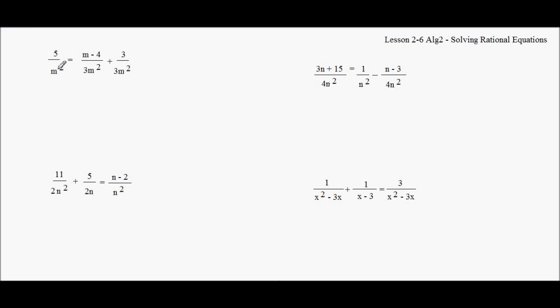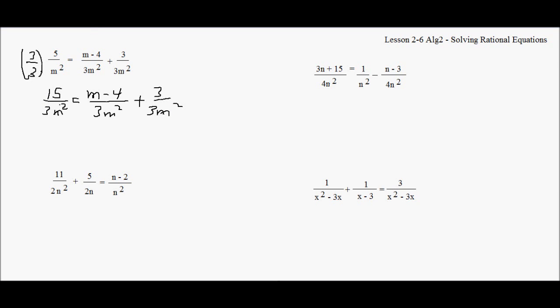So I got to find a number. So if you notice, I got 3m squared, and m squared. Well, what if I multiply this by 3 and that by 3? If I multiply the top and the bottom by 3, I do not change this fraction. This is 1. I'm not doing anything. 1 times something is the same thing. So I get 15 over 3m squared equals m minus 4 over 3m squared plus 3 over 3m squared.